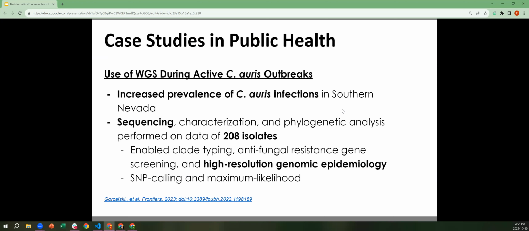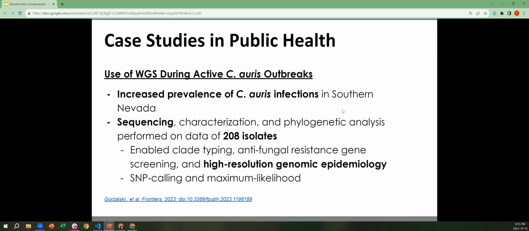This has been a pretty big issue over the past year or so. There are 2 simultaneous outbreaks of different clades of Candida auris causing outbreaks in southern Nevada currently. So sequencing and characterization was performed on all of these samples, and phylogenetic trees were constructed. This allowed us to identify highly related samples using high-resolution genomic epidemiology.